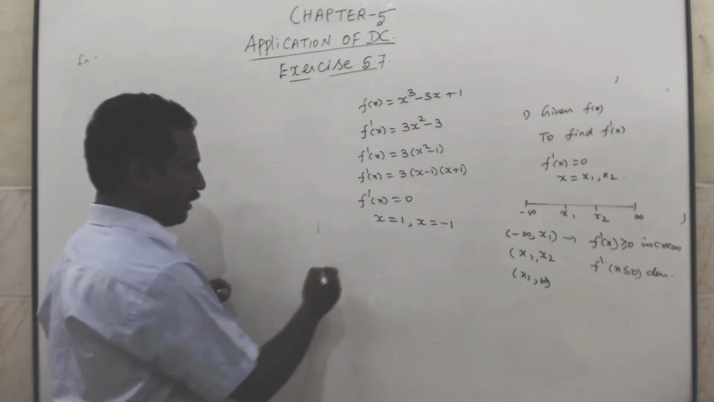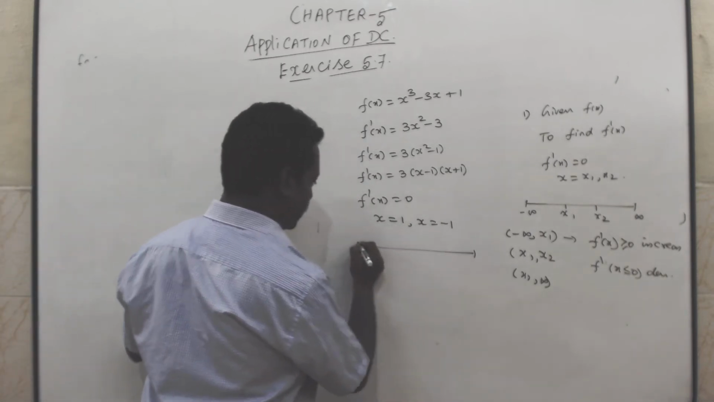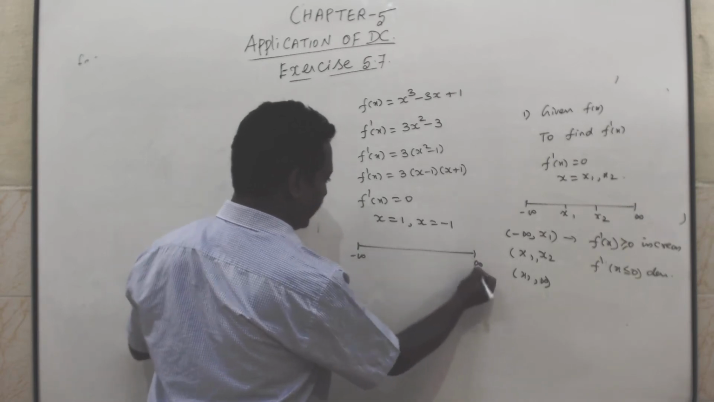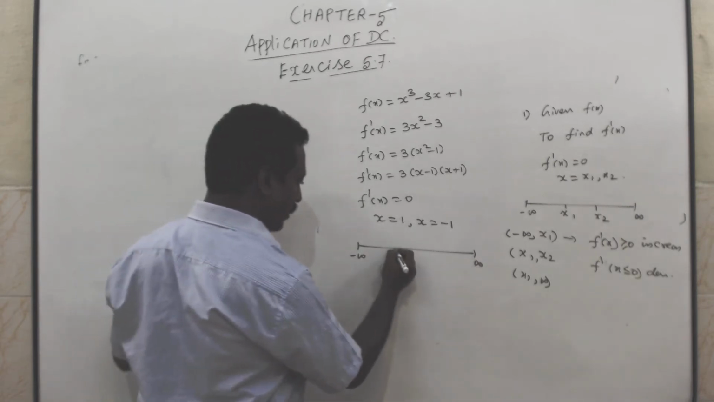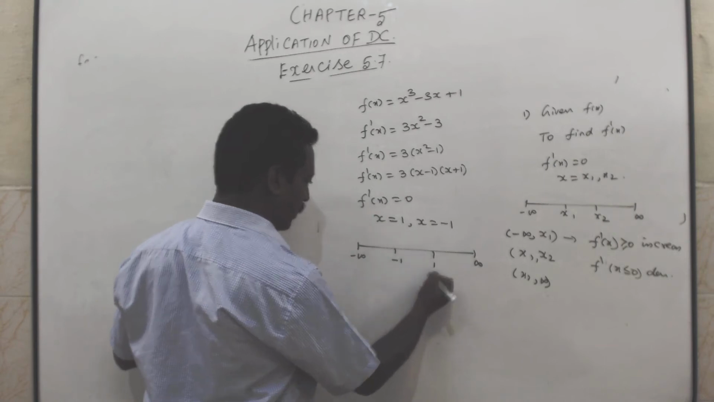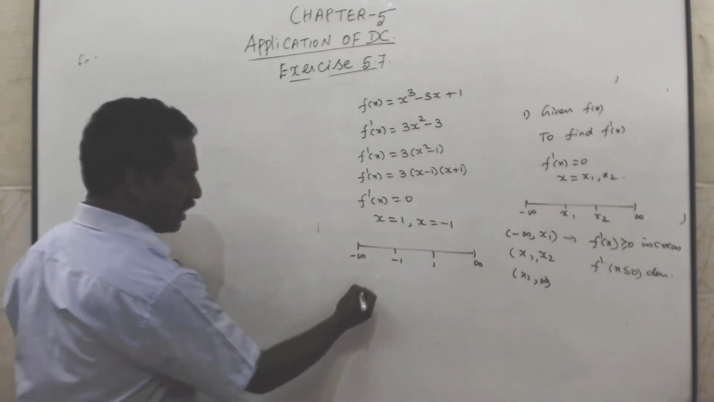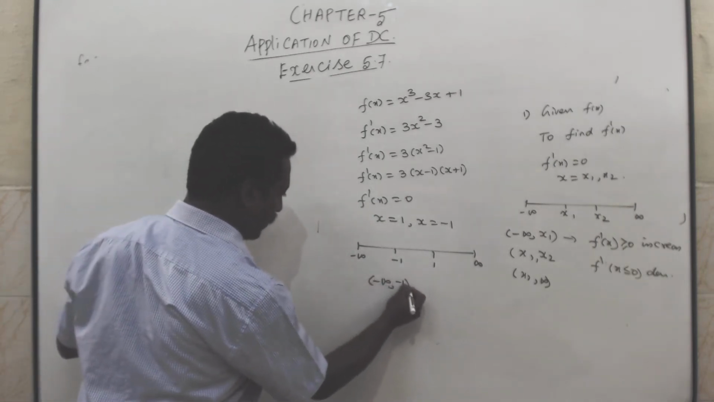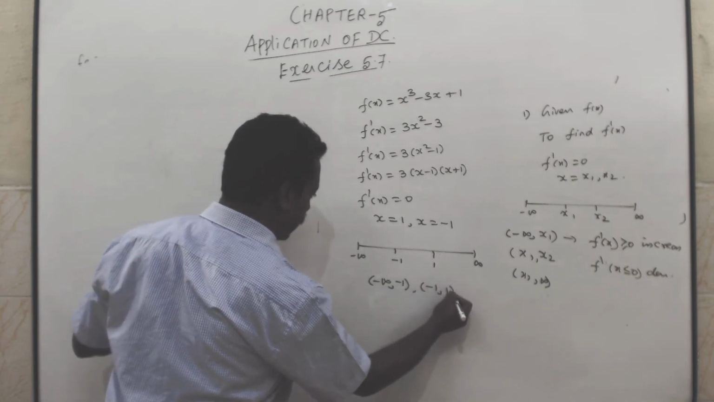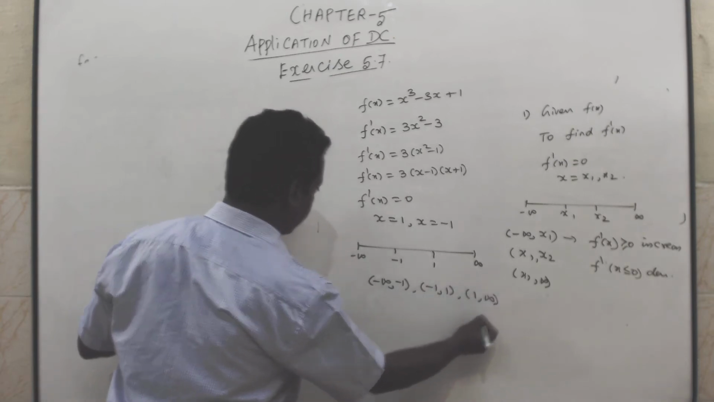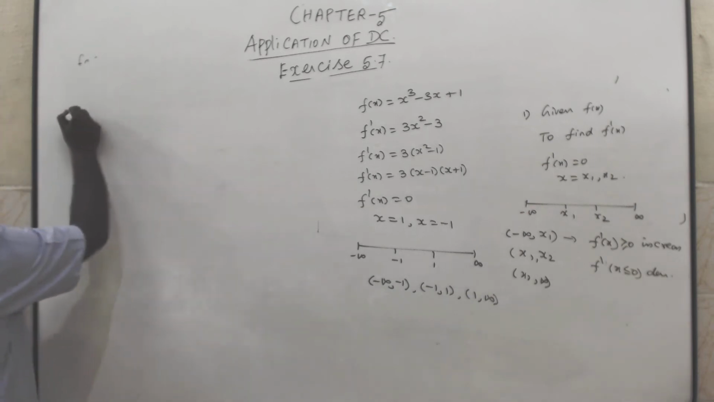Now draw the number line. The number line starts from minus infinity to plus infinity. Plot the points minus 1 and plus 1. Now the intervals are minus infinity comma minus 1, minus 1 comma 1, 1 comma infinity. Now draw the table.